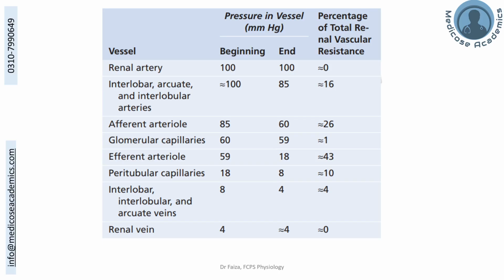This image is showing the comparative pressures and resistance at different levels of the renal vasculature. As you can see, it is much higher at the level of afferent arterioles, a little bit decreased in the glomerular capillaries and efferent arterioles, and a drastic drop after that. So the resistance is very high at the level of the efferent arteriole, or to be very specific, highest at the level of the efferent arterioles. That is why the peritubular capillaries and vasa recta have a very low pressure and decreased blood flow to the medulla.